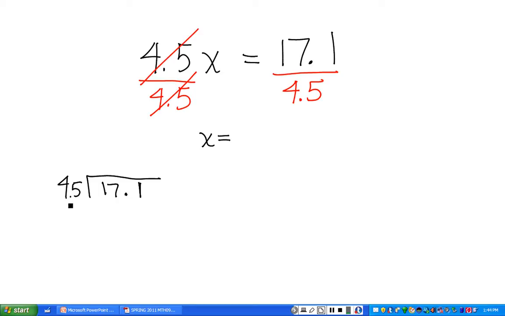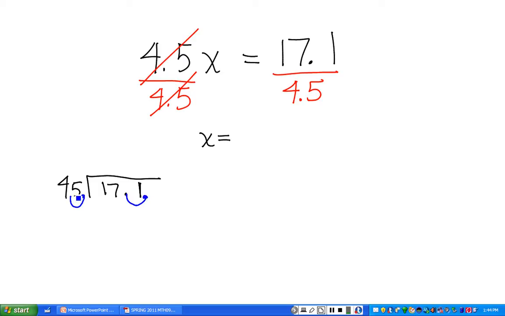Whenever there is a decimal in the divisor, we have to move the decimal so that we're dividing by a whole number. Right now we're dividing by 4.5, but we must move it a certain number of places until we get to a whole number. I only need to move it once, because now I have 45. If I move it once here, I have to move it the same number of times here.